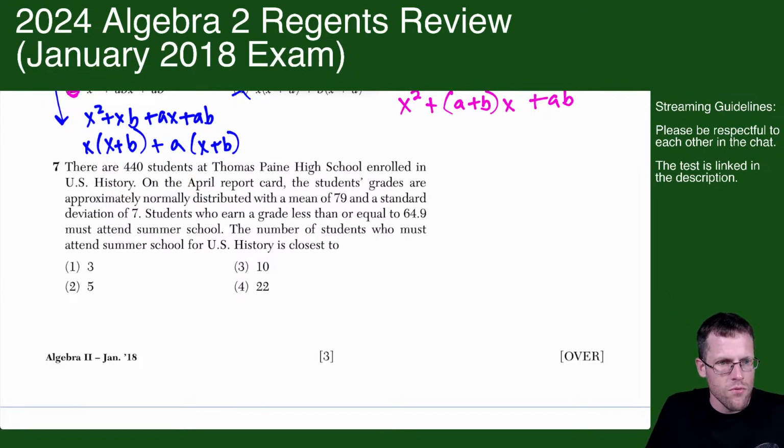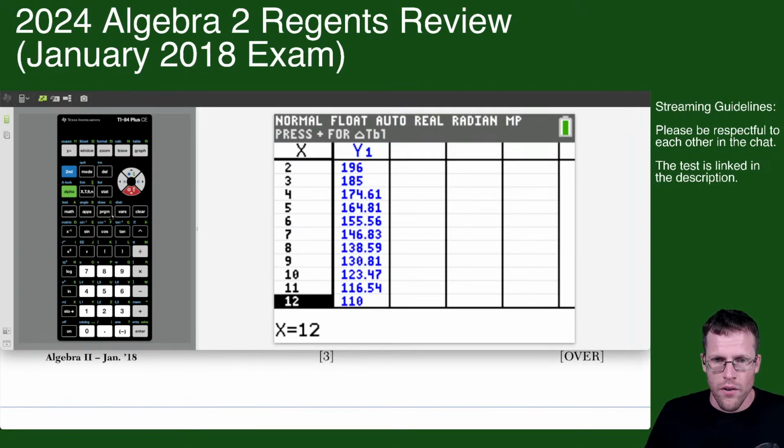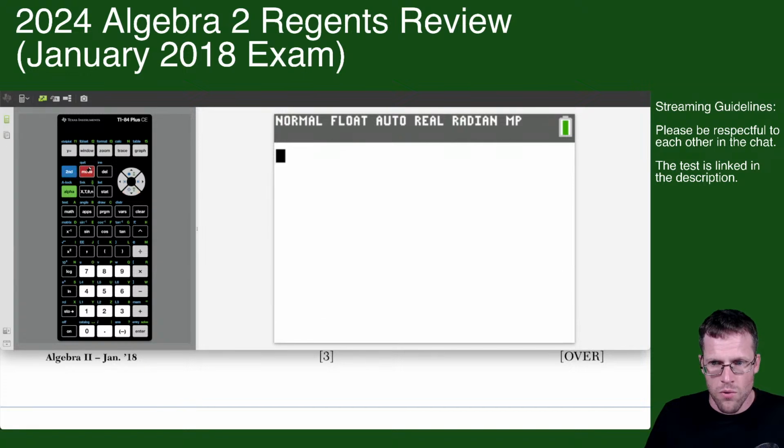All right, so moving on here, I'm going to use normal CDF because we have 440 students at a high school. On the April report card, the students' grades are approximately normally distributed. They give us the mean, the standard deviation, and we want to know the students who earn a grade less than or equal to 64.9 must attend summer school. So how many kids are going to summer school? Approximately.